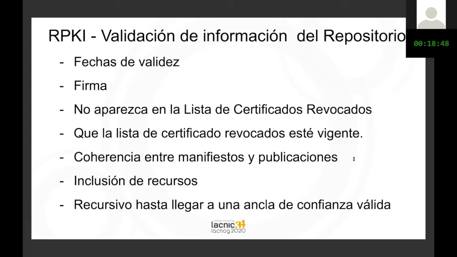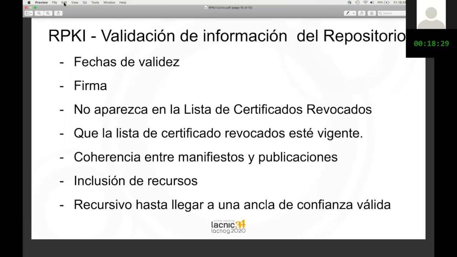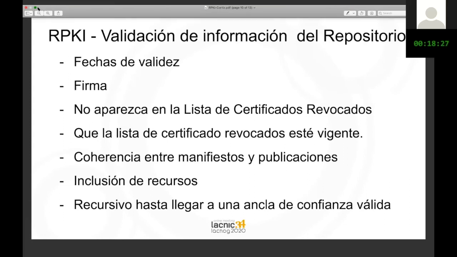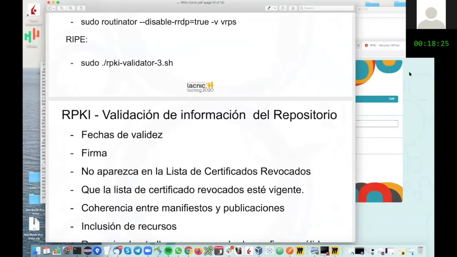This is the trust anchor that I mentioned earlier. So this is a self-signed certificate, and it includes all the objects that were generated in the RPKI. So let us now check this here.